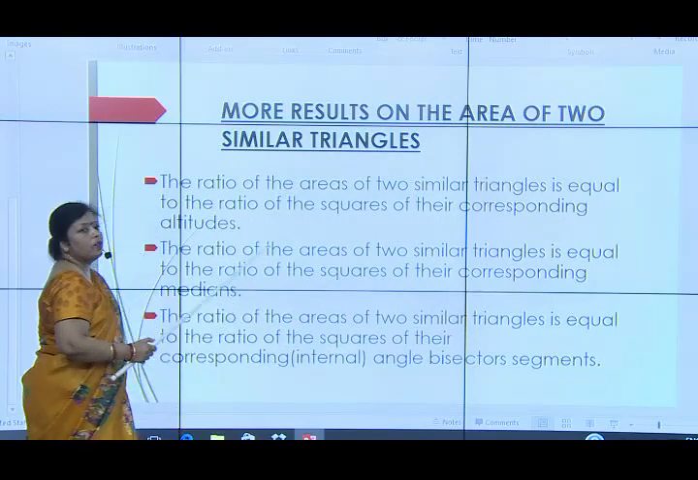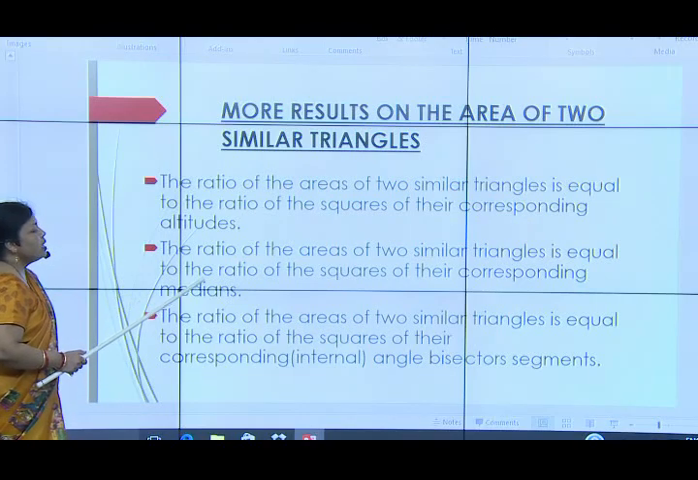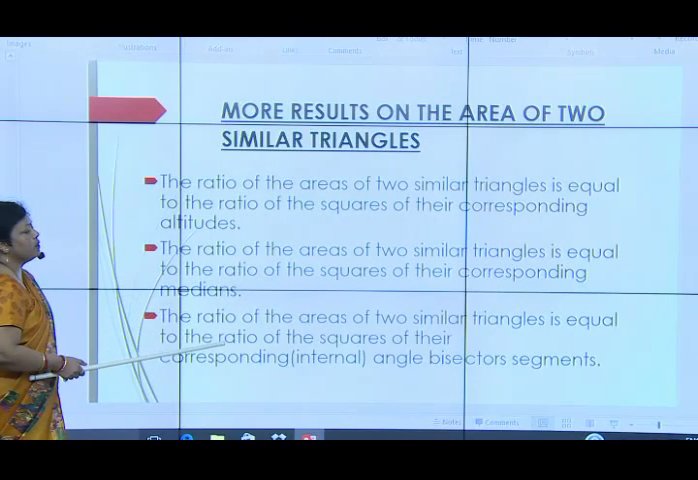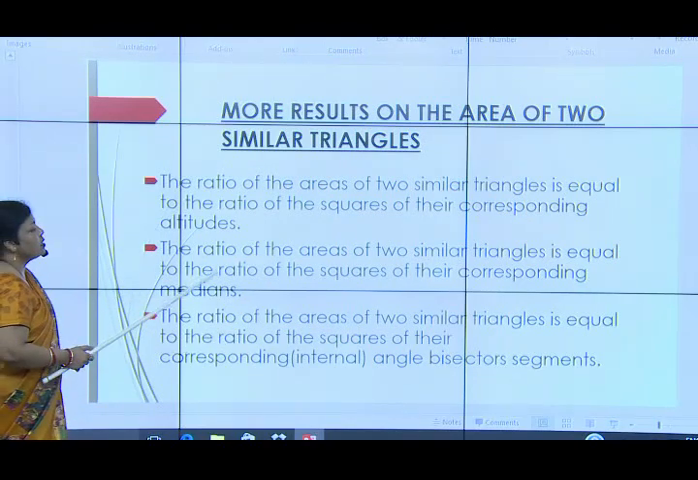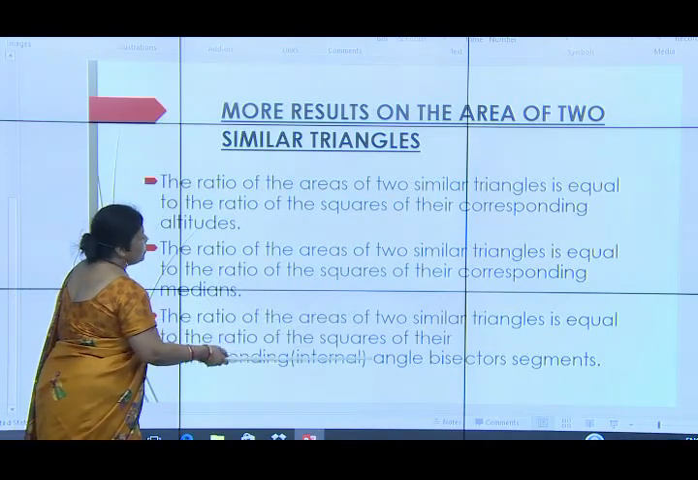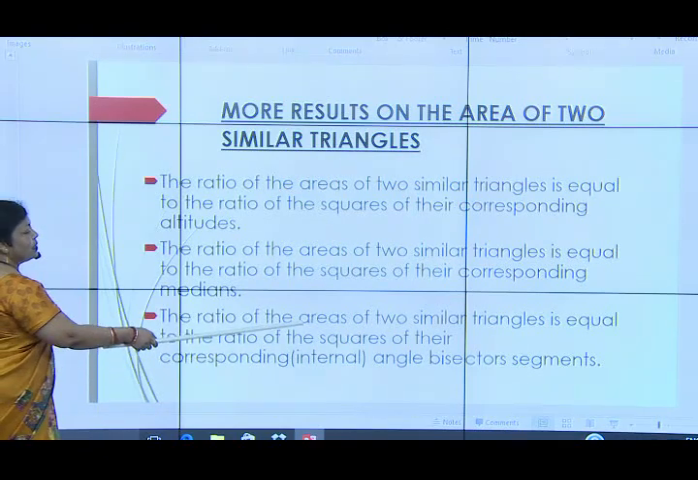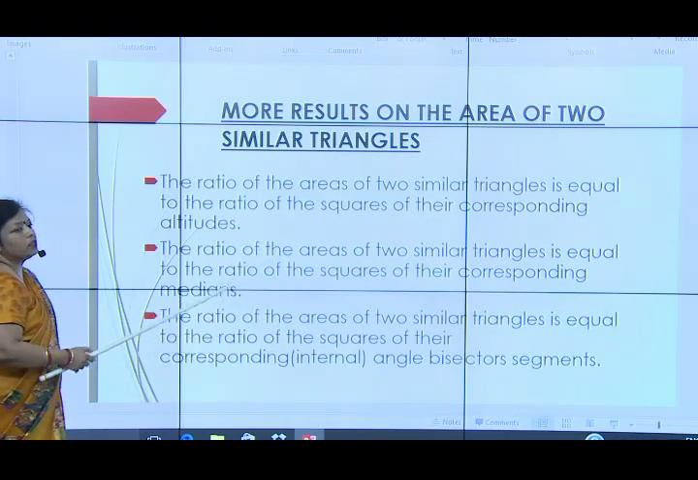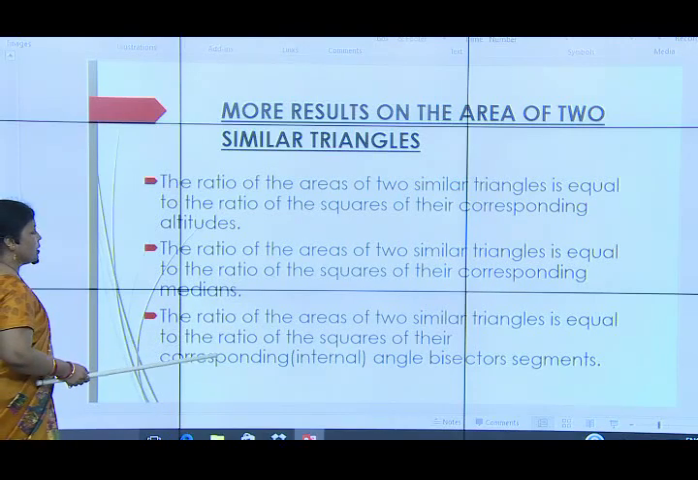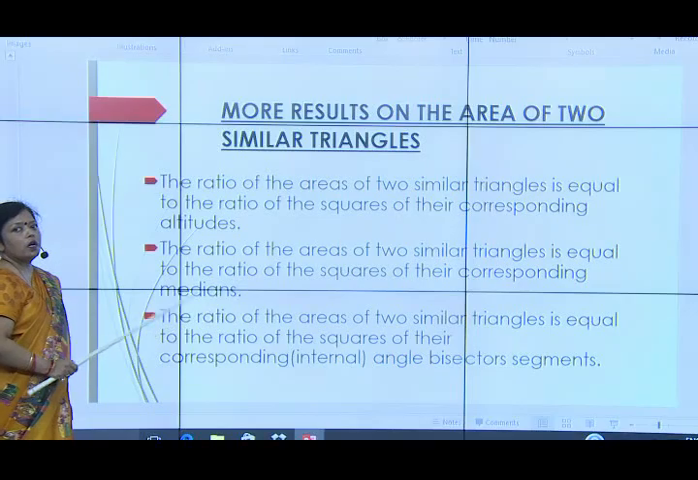Children, if instead of altitude and medians, any internal bisector is given, then also we can apply the same formula, that the ratio of the areas of two similar triangles will be equal to the ratio of the squares of their corresponding bisectors. The line segments which are given, that is internal bisectors, their squares also will give the ratio of the areas.